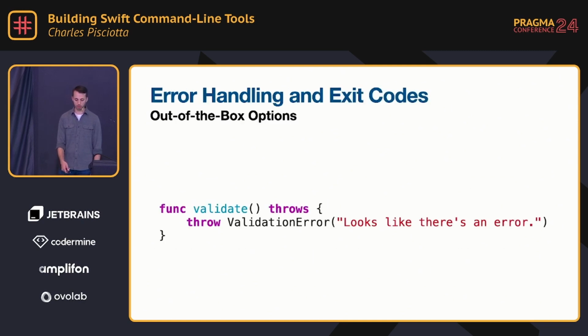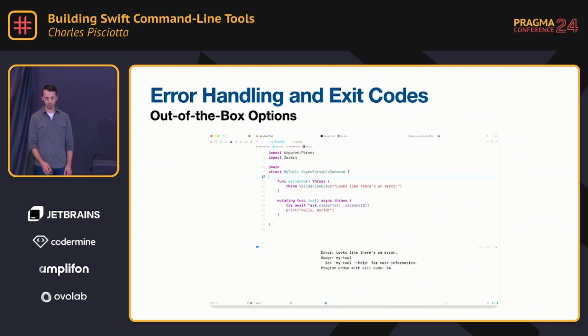And so in this case, we're throwing that validation error with a custom message. And you can see here, when we potentially execute the tool improperly, that even within Xcode, we see that error and the exit code which corresponded.